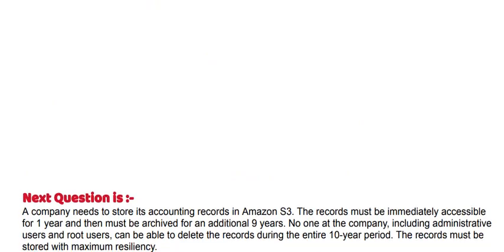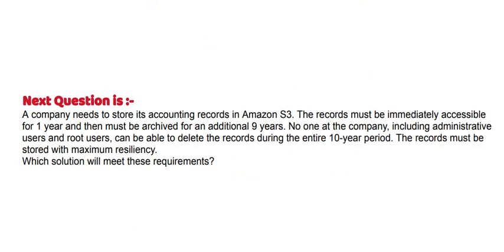Next question is, a company needs to store its accounting records in Amazon S3. The records must be immediately accessible for 1 year and then must be archived for an additional 9 years. No one at the company, including administrative users and root users, can be able to delete the records during the entire 10-year period. The records must be stored with maximum resiliency. Which solution will meet these requirements?